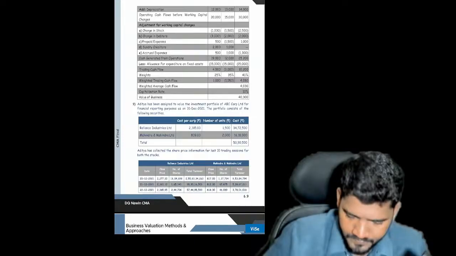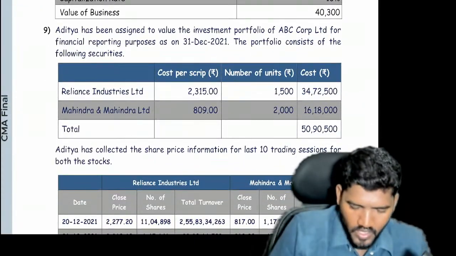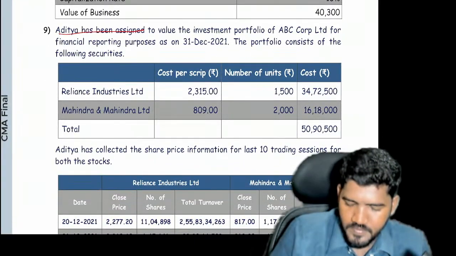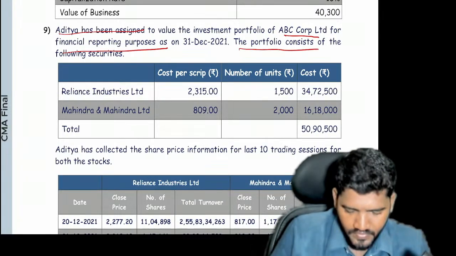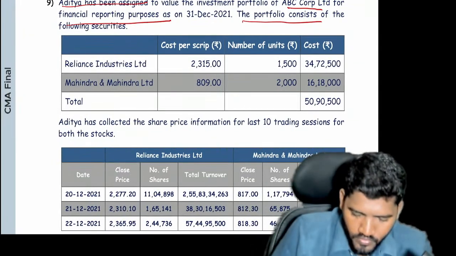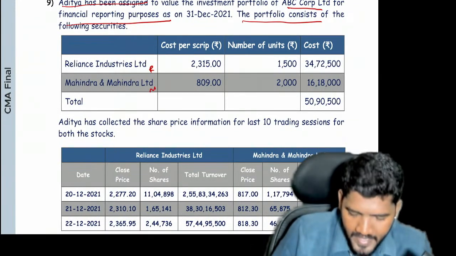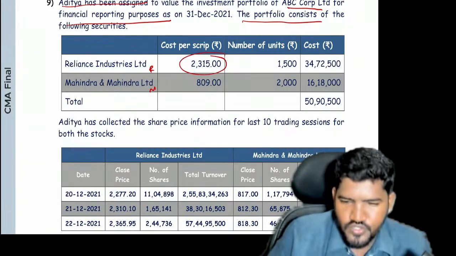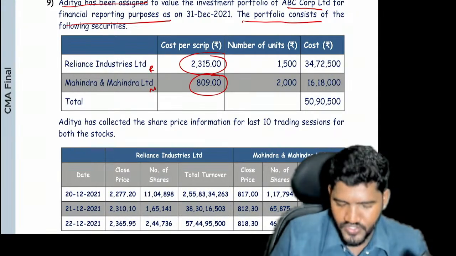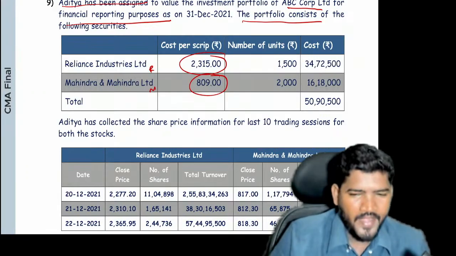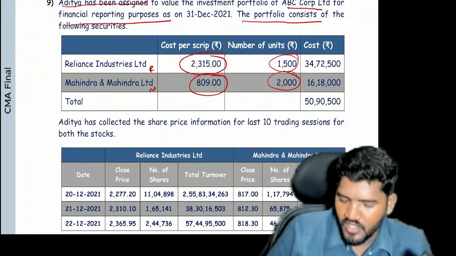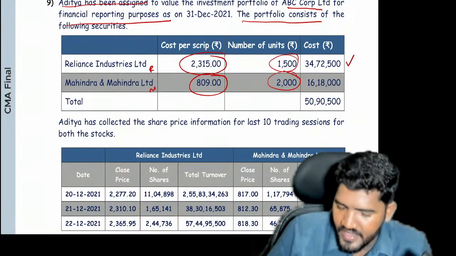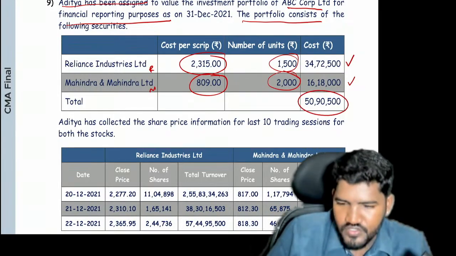Let's check the problem. Aditya has been assigned to value the investment portfolio of ABC Corporation Limited for financial reporting purposes. The portfolio consists of the following securities: Reliance Industries shares and Mahindra and Mahindra shares. The cost per share is 2315 for Reliance and 809 for Mahindra and Mahindra. The number of units, meaning number of shares, is 1500 and 2000. The cost value is 34 lakh 72,500 and 16 lakh 18,000, and the total value of the investment is 50,90,500.